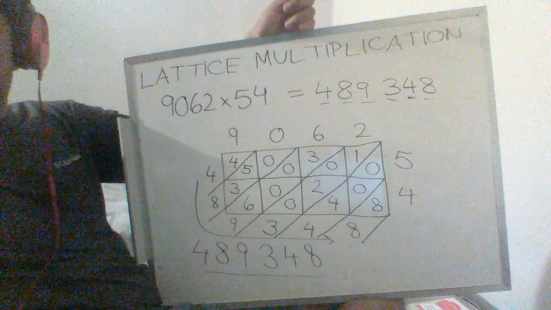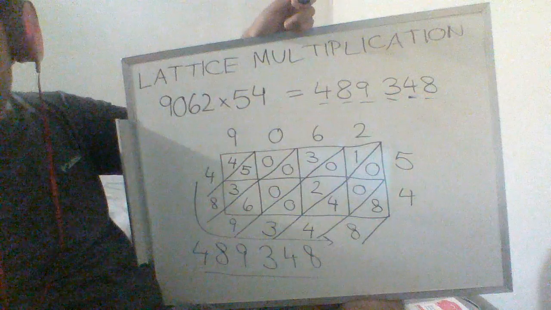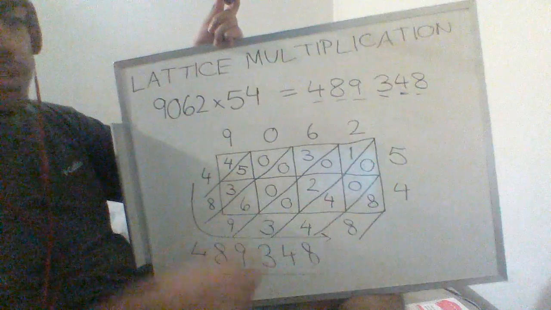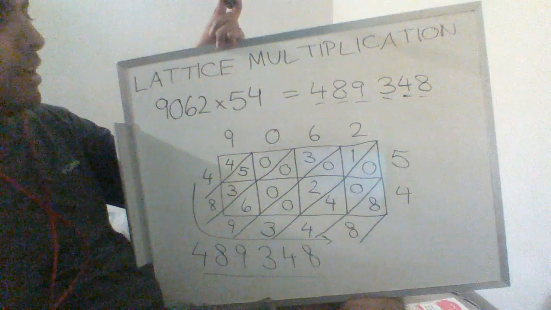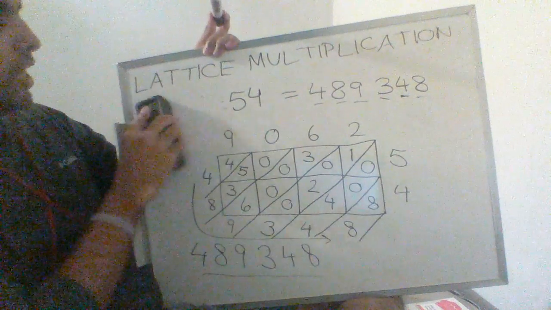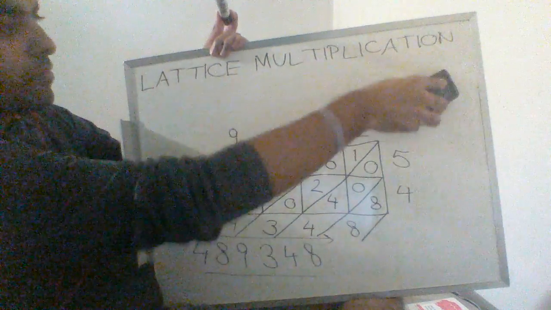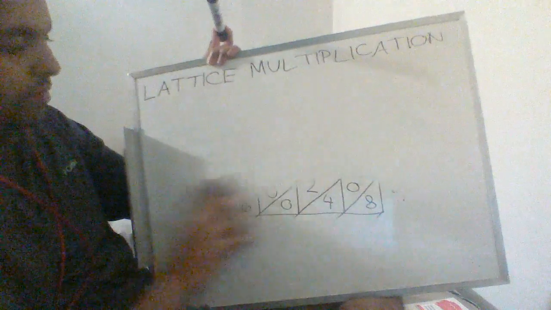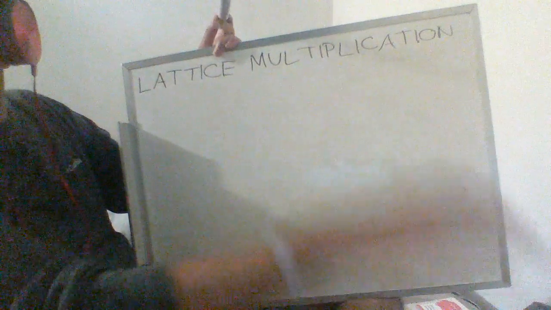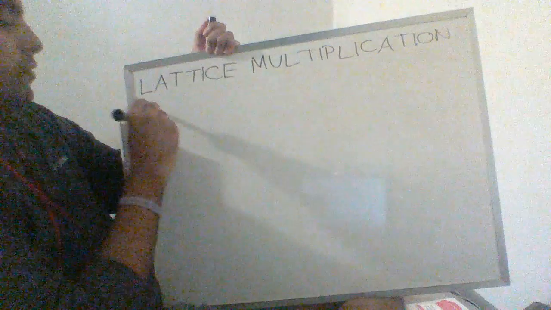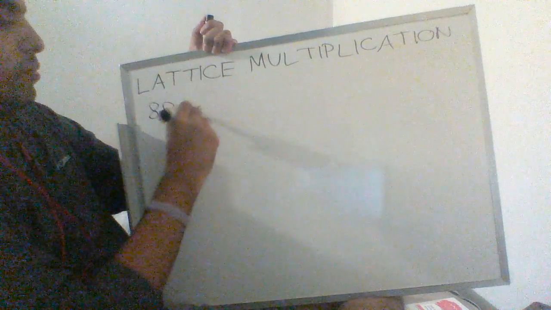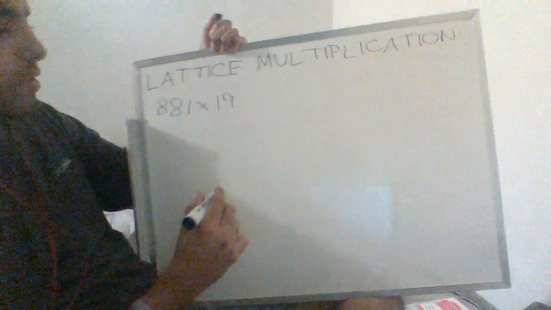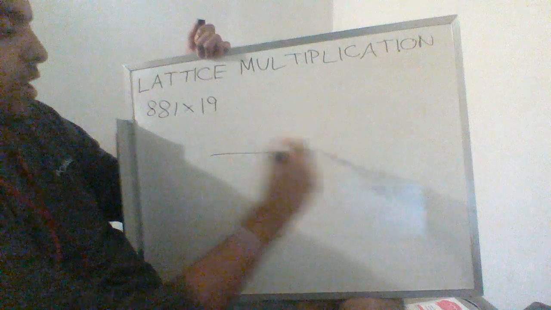So what we'll do now is I'll do 2 more examples. One just for you guys to see a little bit more for practice, and then we'll do one with a slightly longer number. So the next one we'll do is 881 multiplied by 19. Alright, so I'm going to build my box.